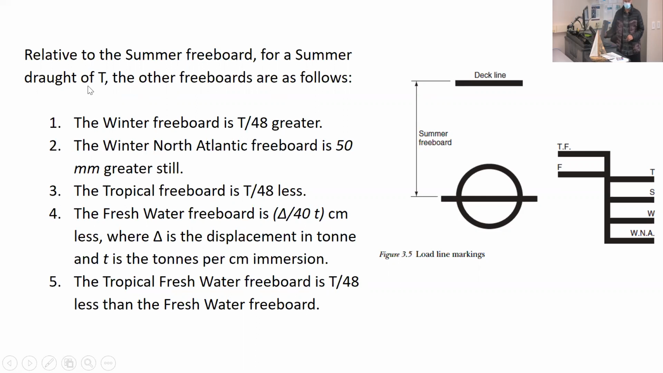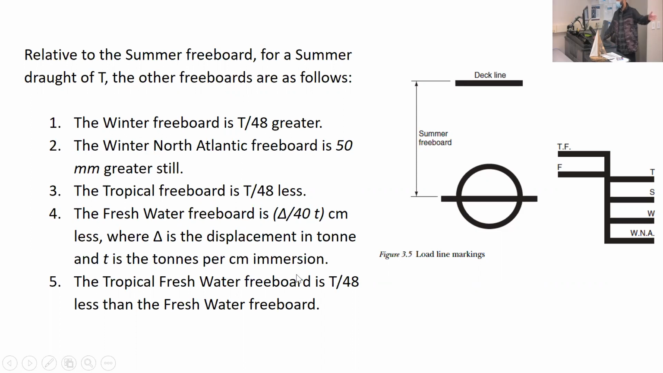draft. Do you know what draft is? From the keel, so bottom of the ship to the water line, that vertical distance is called the draft. So everything is in proportion according to that distance. Okay, winter North Atlantic, 50 millimeters. Okay, and now this is not draft anymore. Tropical freeboard is 2T over 48 less, etc.